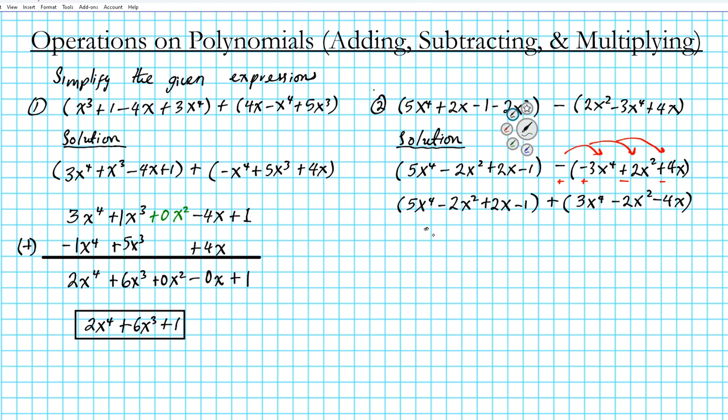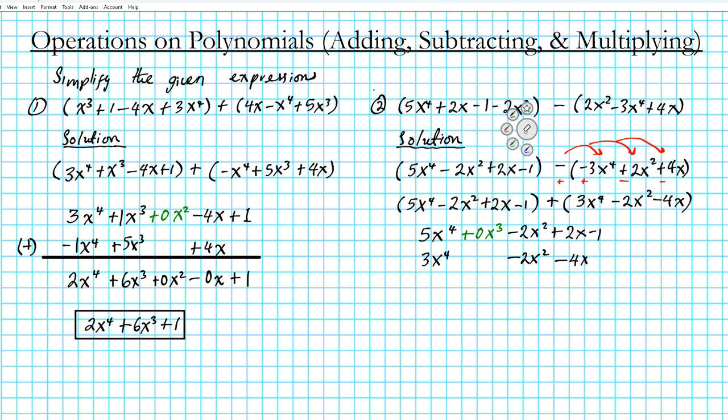So let's rewrite the first one, and then put in placeholders for the missing degree term, 5x to the 4th. We're missing the cubic term, so 0x to the 3rd minus 2x squared plus 2x minus 1. Okay? And then put the other one in the bottom, making sure that identical terms or like degree terms are aligned vertically. So we're going to have 3x to the 4th in the quartic column, and then negative 2x squared in the quadratic column right here, and then minus 4x in the linear column underneath 2x.